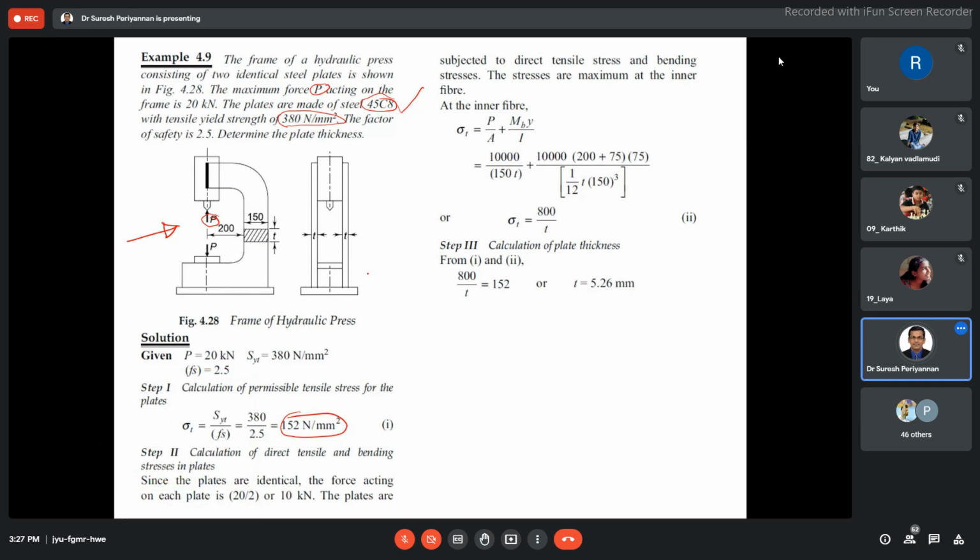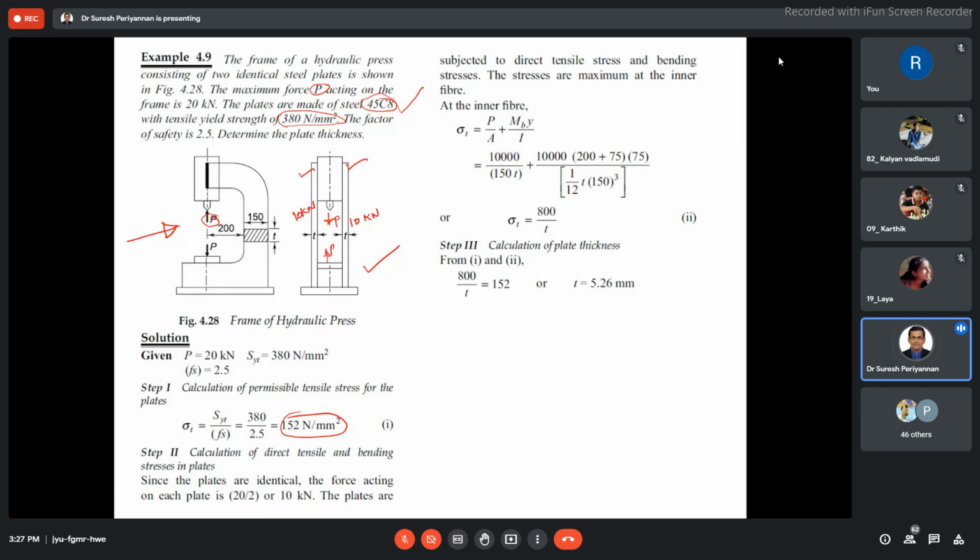Now in this diagram you have to see here. It looks like two plates are there. These two plates are identical with symmetrical dimensions. Hence, obviously, whatever the 20 kilonewton P is acting here is going to be shared: 10 kilonewton, 10 kilonewton. That's what we are dividing, 10 kilonewton force on this side and 10 kilonewton force on this side.